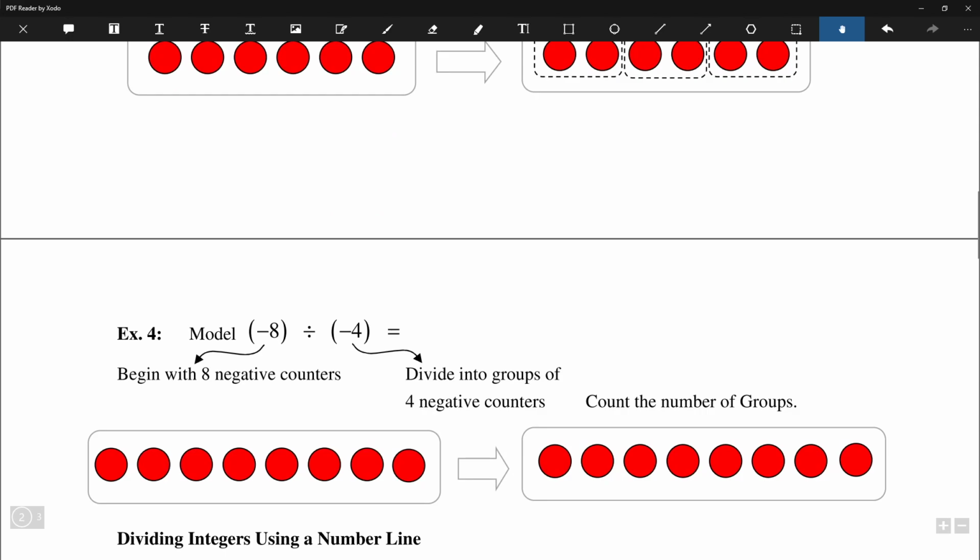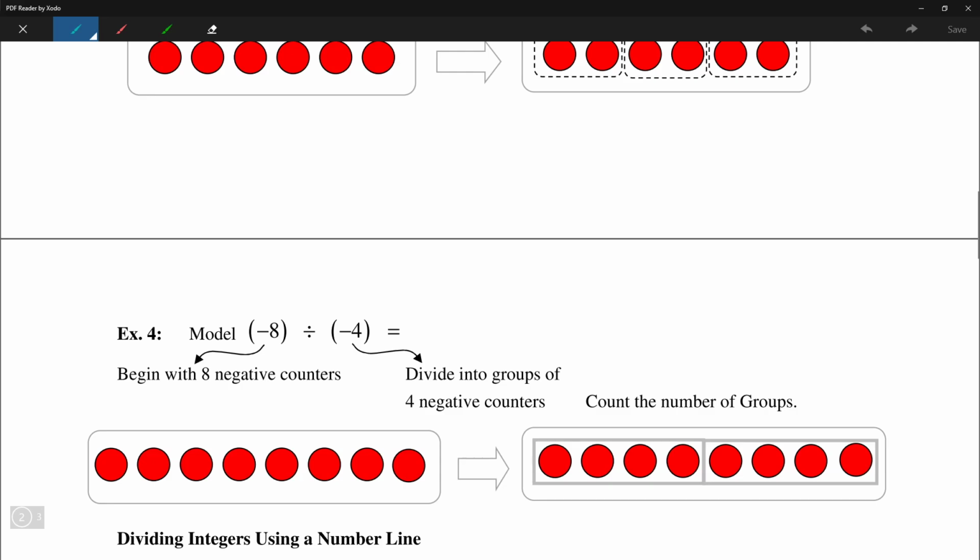Okay. So one more, very similarly, we have negative 8 divided by negative 4. We begin with 8 negative counters. We divide it into groups of 4 negative counters each, and we will get 2 groups. So therefore, negative 8 divided by negative 4 gives us positive 2.